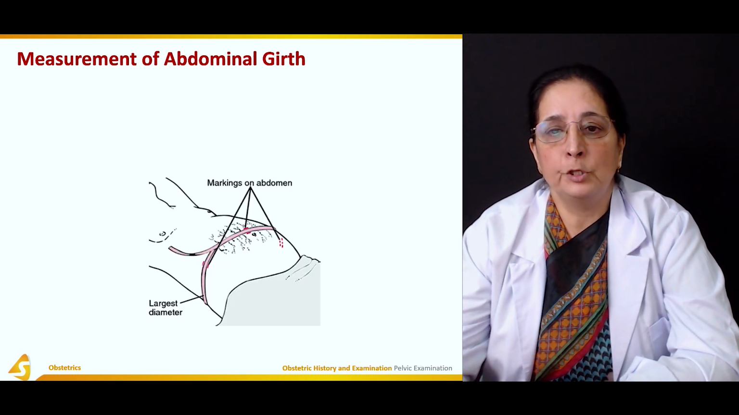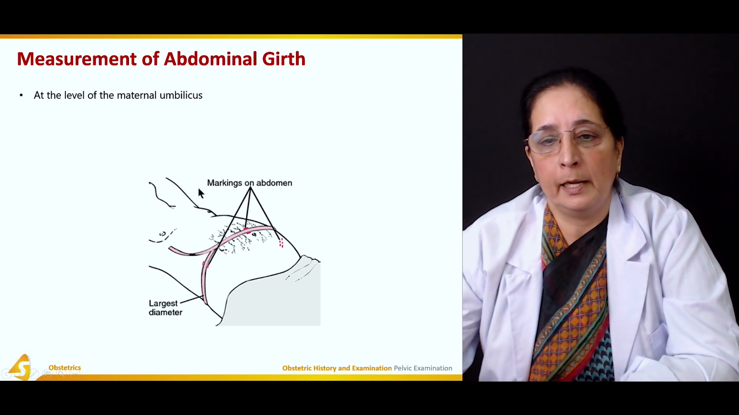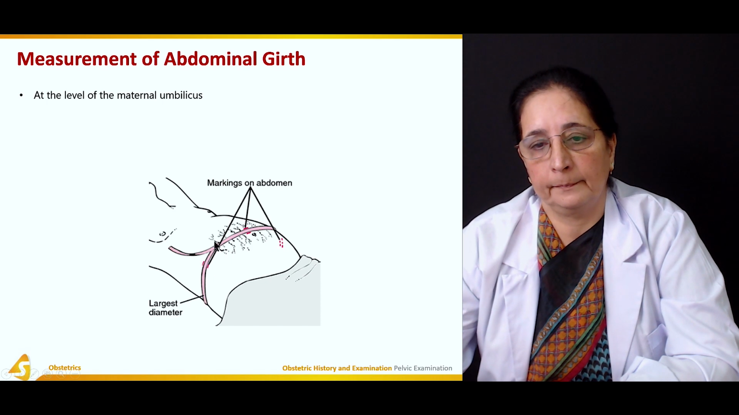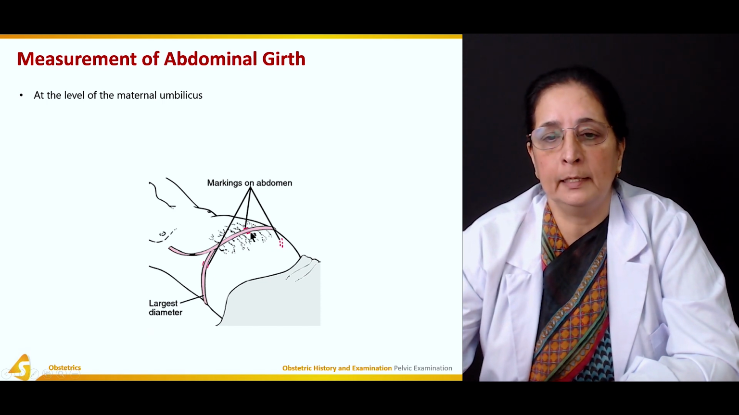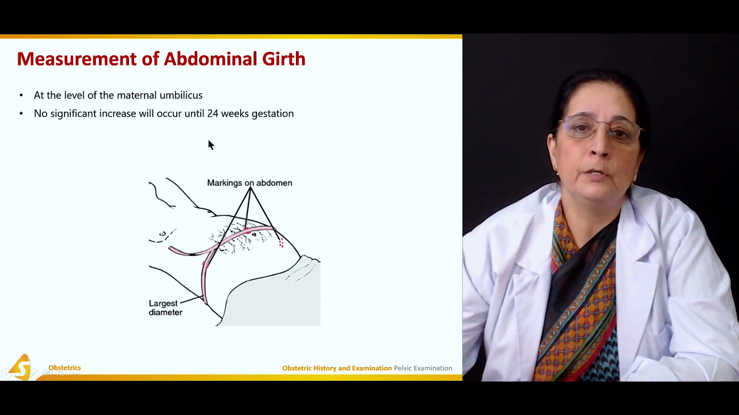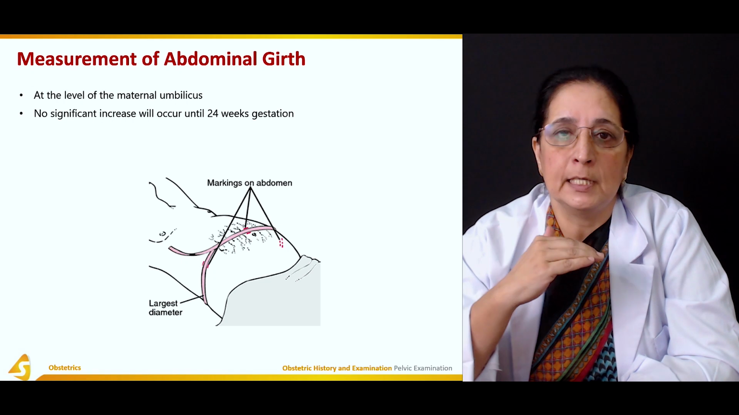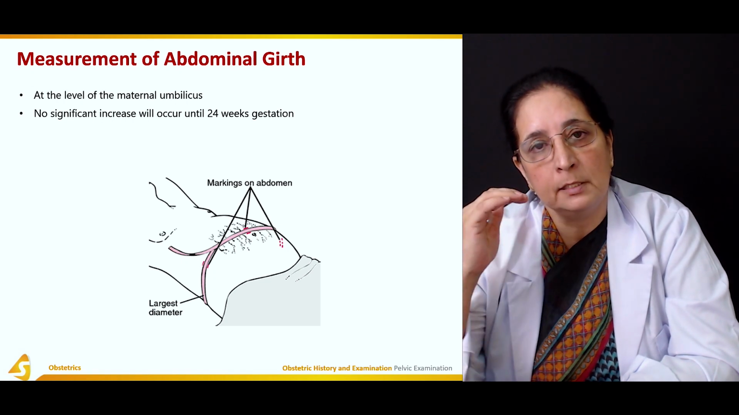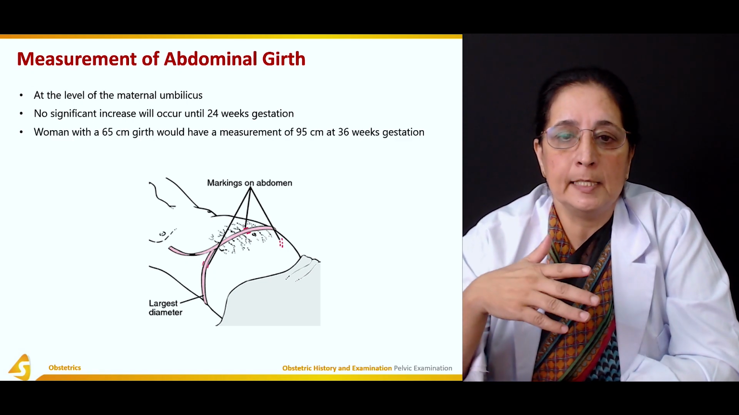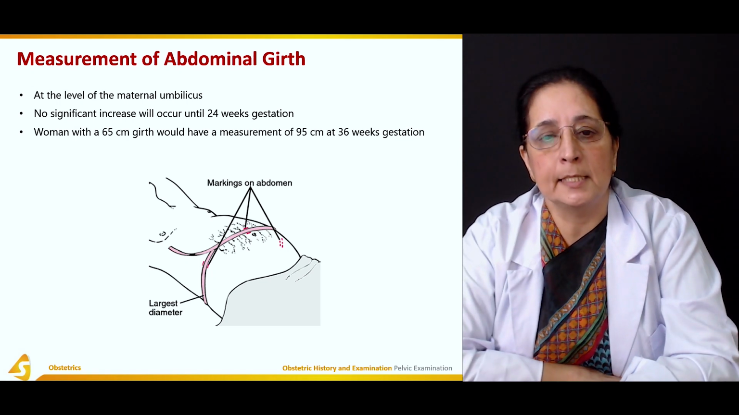Then measurement of abdominal girth is at the level of the maternal umbilicus. Here at this point, abdominal girth is measured. The largest diameter is at the umbilical level. There is no significant increase until the 24th week of gestation. At about the 24th week, the uterus is present at the umbilical level, so that's when the girth is measured. A woman with a 65 centimeter girth would have a measurement of 95 centimeters at 36 weeks gestation.